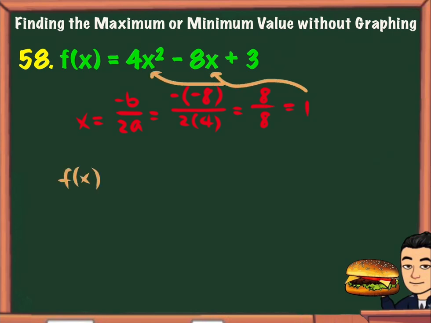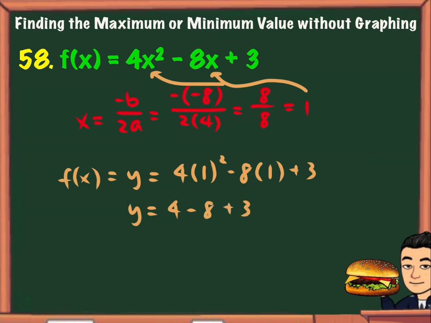You're going to get f of x, that's basically the y value, equals 4 times 1 squared minus 8 times 1 plus 3. The y value is equal to 4 minus 8 plus 3. So the y value equals negative 1. And this is your minimum value.